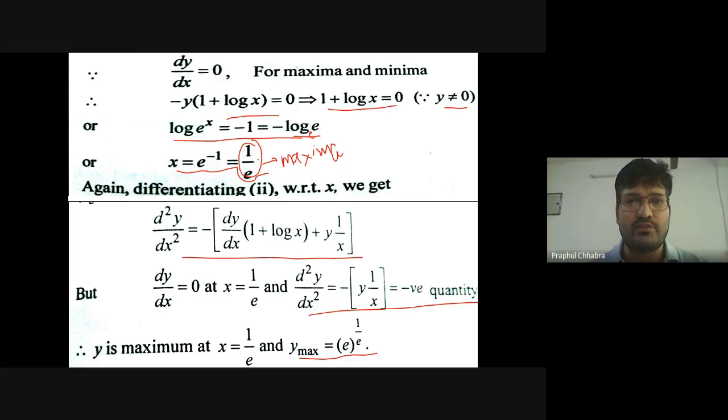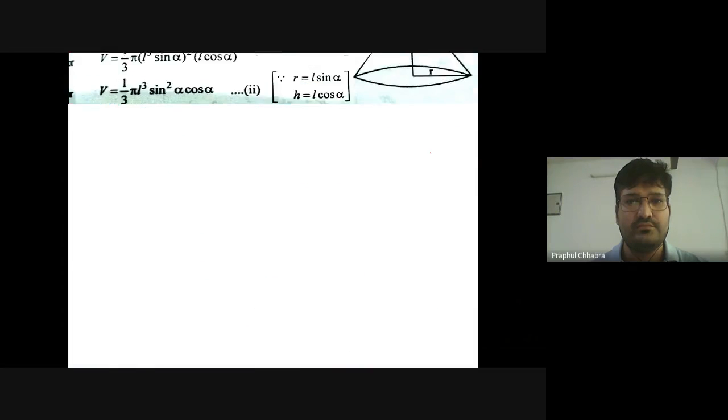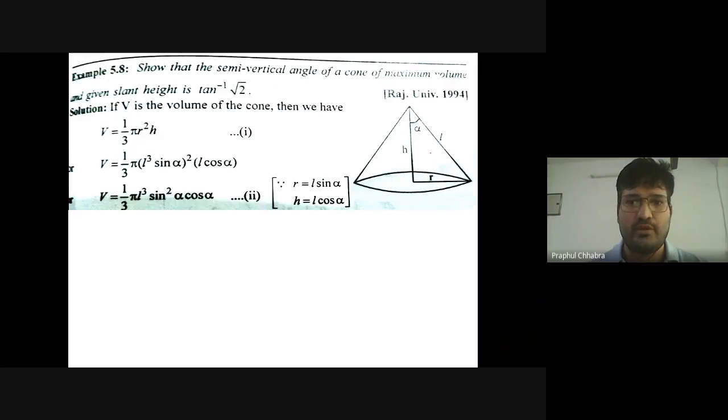Now we are taking the next question. This is a very important and very logical question actually. Show that the semi-vertical angle of a cone of maximum volume and given slant height is tan inverse under root 2.